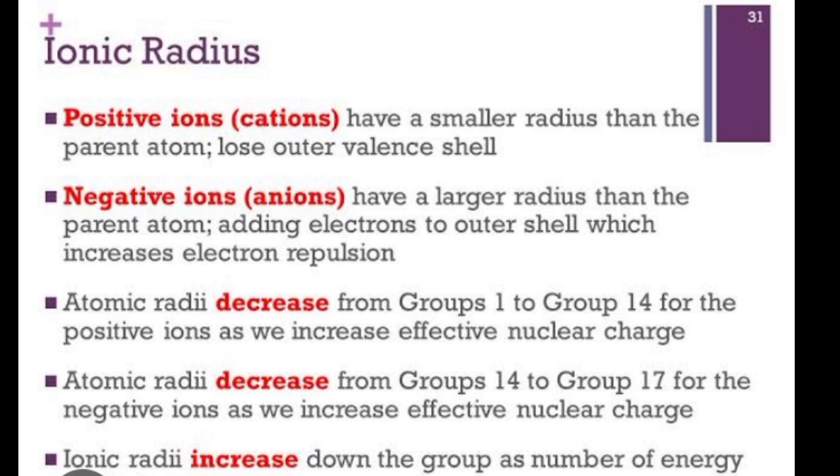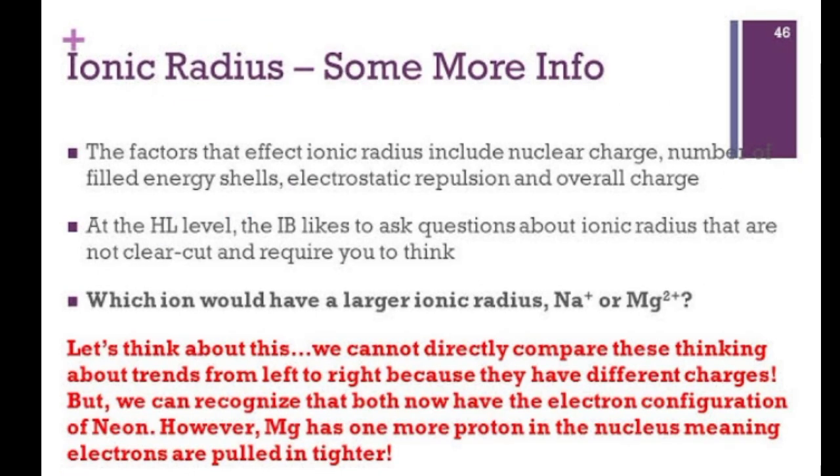Atomic radii decrease from group 1 to group 14 for the positive ions because they donate their electrons, but the effective nuclear charge also increases for them. Atomic radii decrease from group 14 to 17 for the negative ions since there is an increase in effective nuclear charge due to the increase in electronegativity. But when it comes to anions, they keep on adding electrons, so they will be bigger than their parent atoms. The additional question is which ion would have the larger ionic radius, sodium or magnesium.